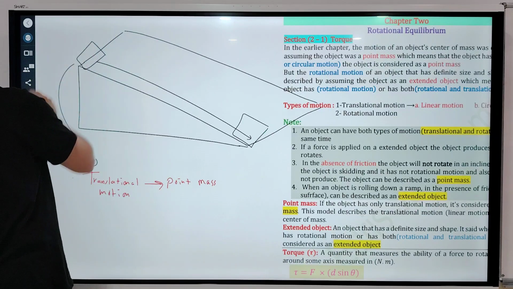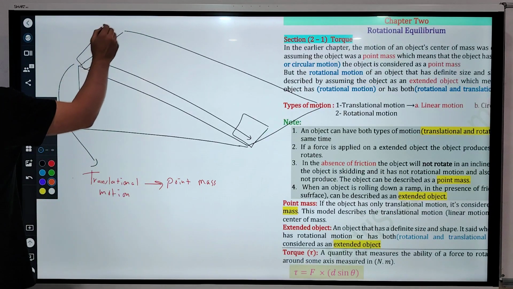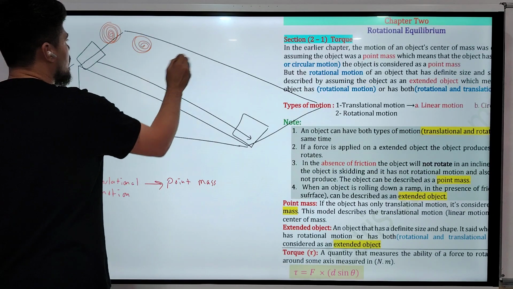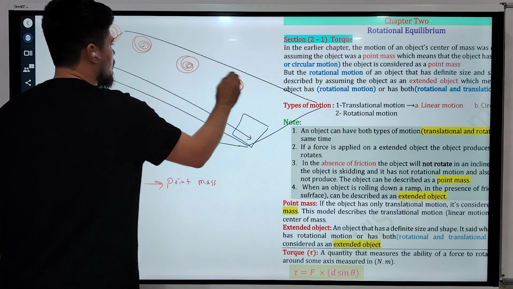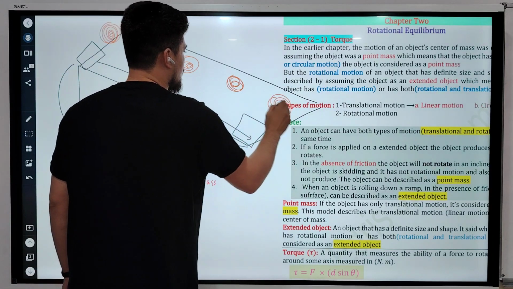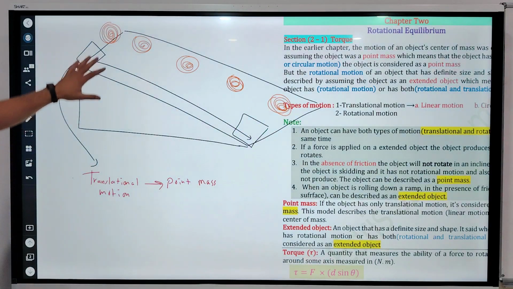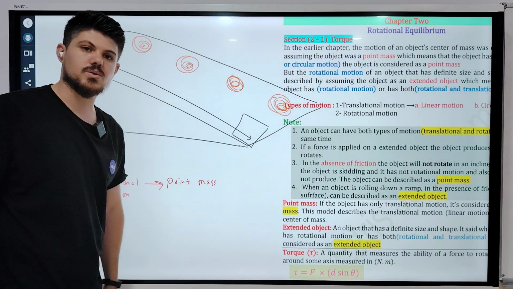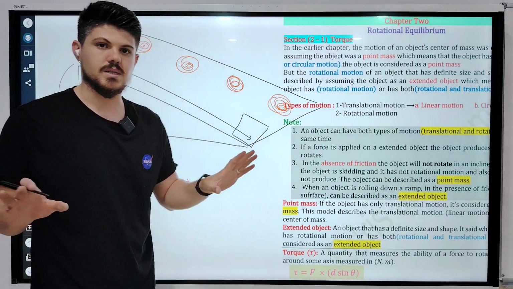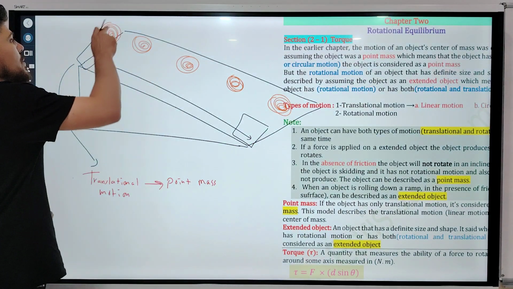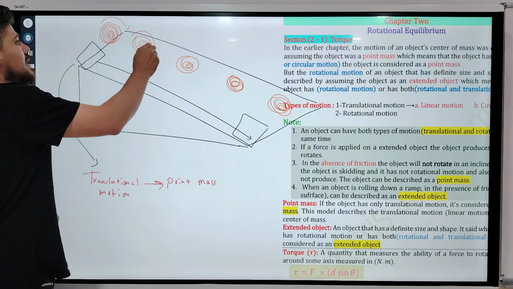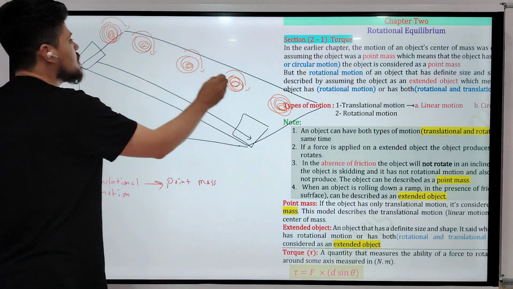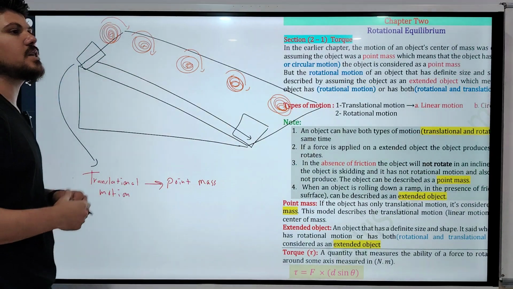But in the case, for example, if you release a bowling ball here, the bowling ball is rolling. Does it have rotational motion or translational motion? Both. Be careful, please. Pay close attention. When the bowling ball is rotating, it has rotational motion. When the ball changes its position, it has translational motion.